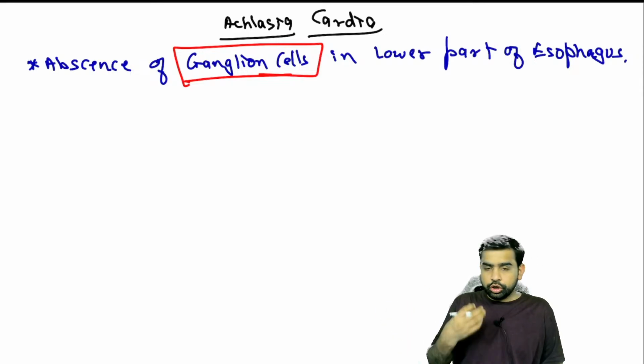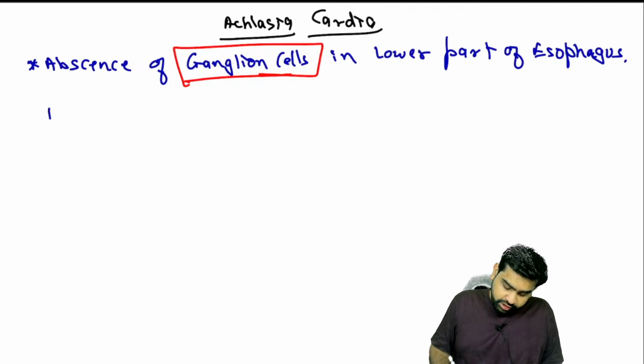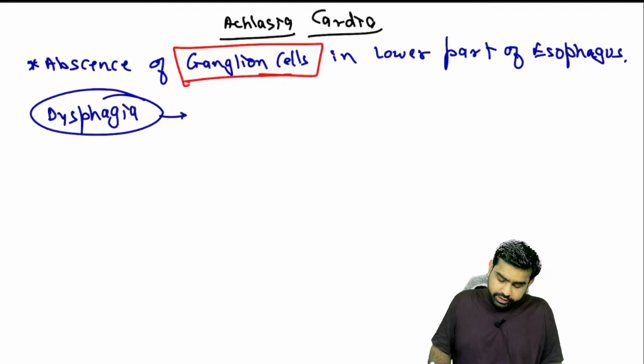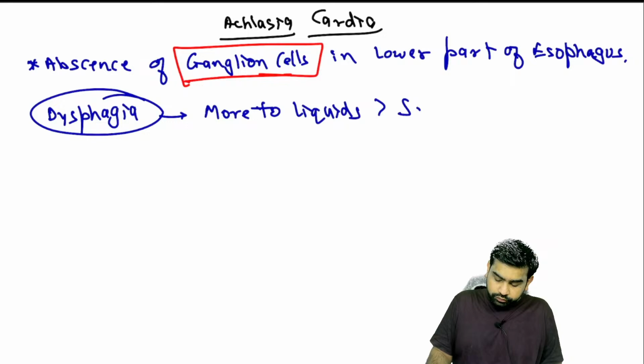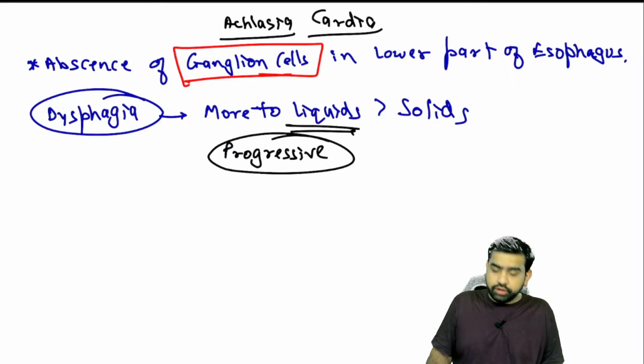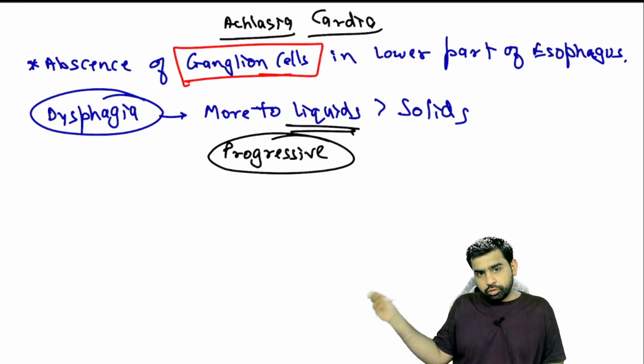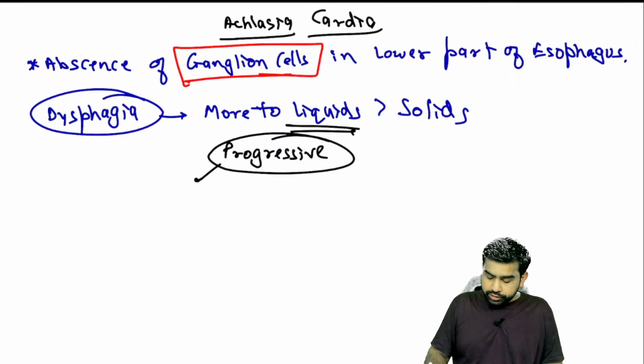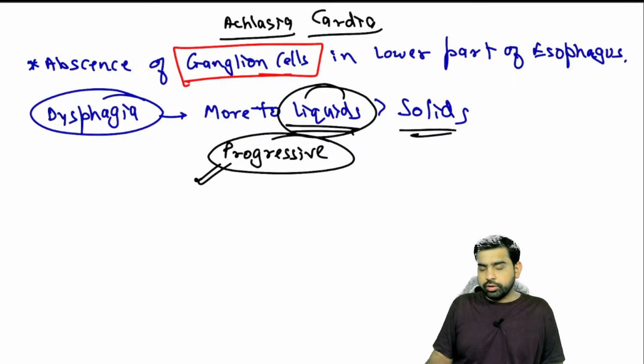Because of this, what happens? The lower esophageal sphincter fails to relax, and because of this, patients have dysphagia. Whenever they talk to you about the dysphagia, it is more to liquids as compared to solids. It is a progressive dysphagia. It starts with the liquids, but ultimately even the solids will be affected.